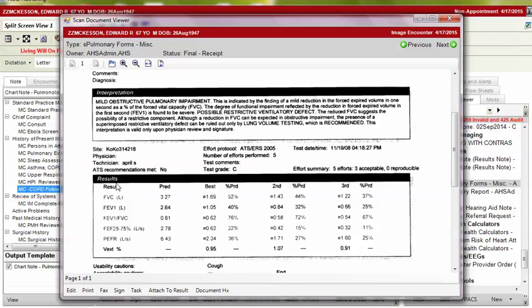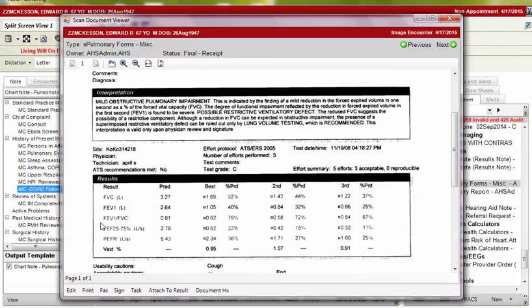You're going to look at the values in your result box. The FVC is forced vital capacity. It's our best estimate in an office spirometry of total lung capacity. The FEV1 is forced expiratory volume in 1 second. It's everything your patient exhales in the first second of the test. The FEV1/FVC ratio is the correlation of the forced vital capacity and the FEV1.